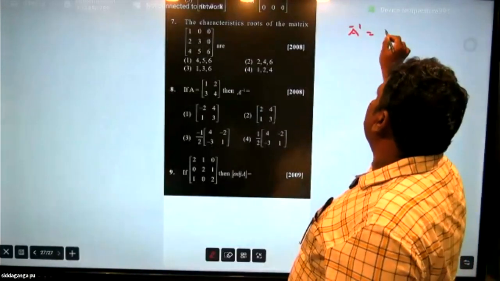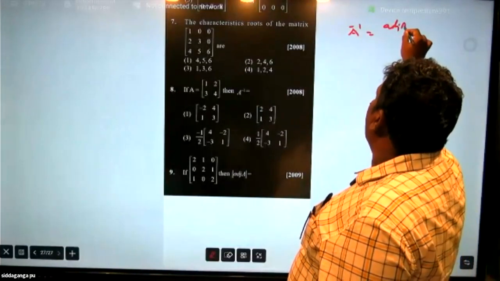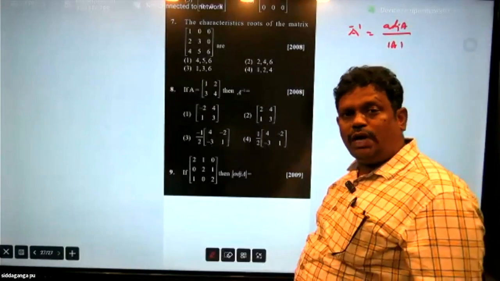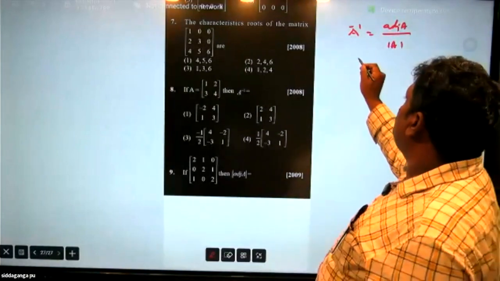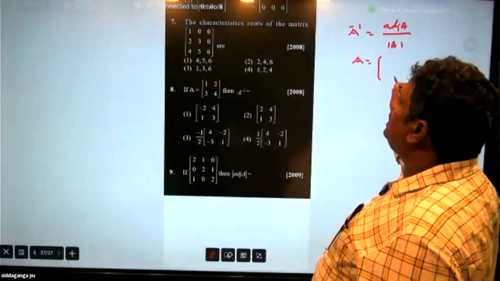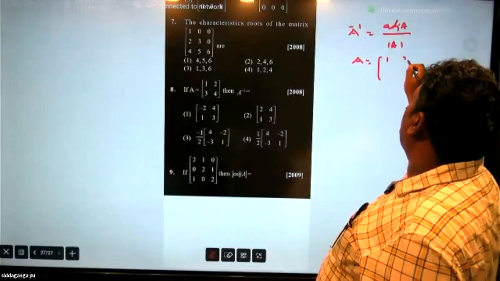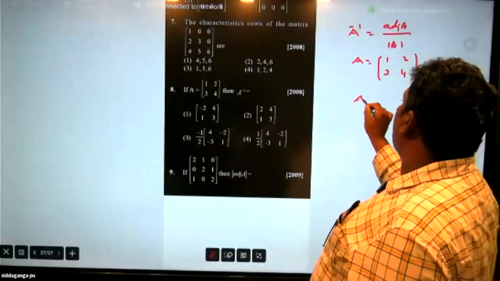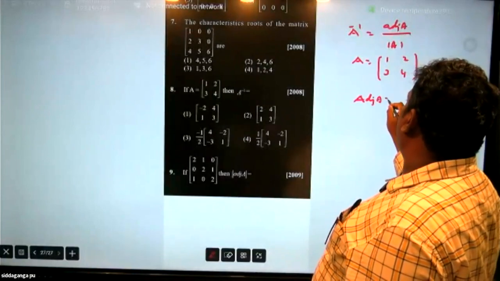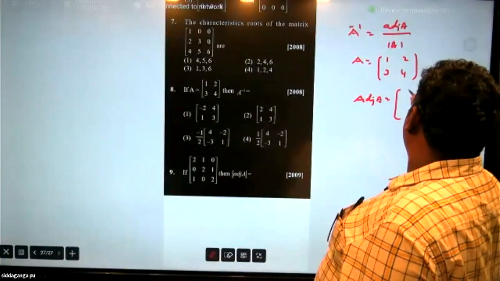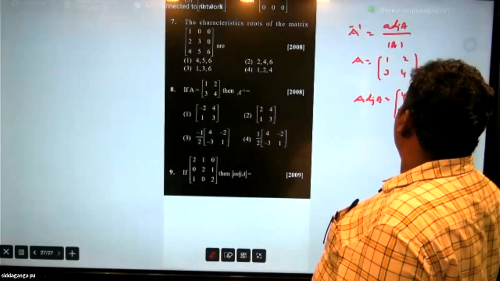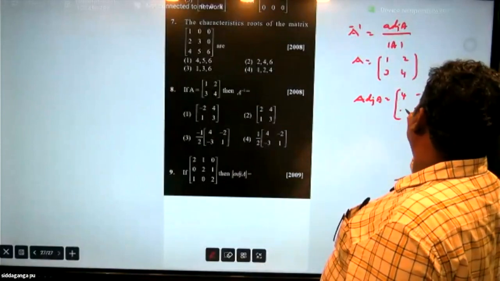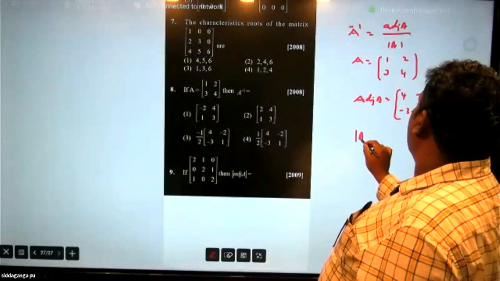First, A inverse we can write as adjoint A by determinant A. For a 2 by 2 matrix, to calculate adjoint A, just for remembering, we interchange the principal diagonal elements, 1 and 4 given, and change the sign of the non-principal diagonal elements, minus 2 and minus 3.